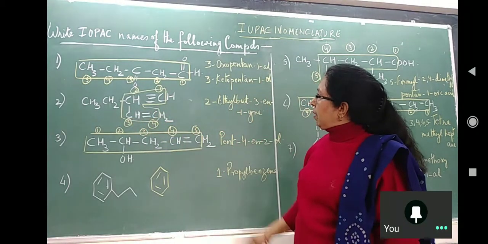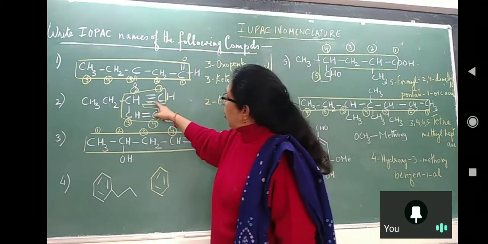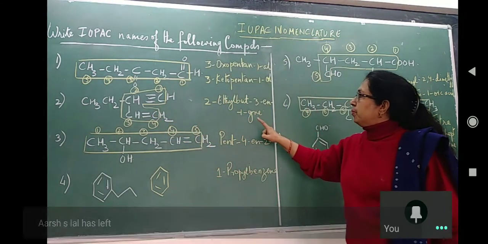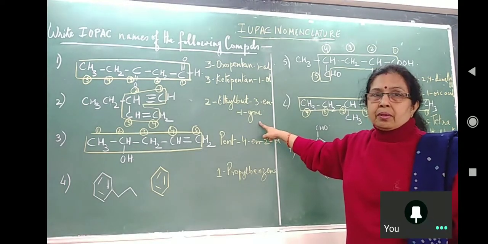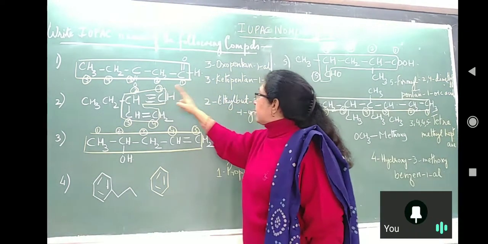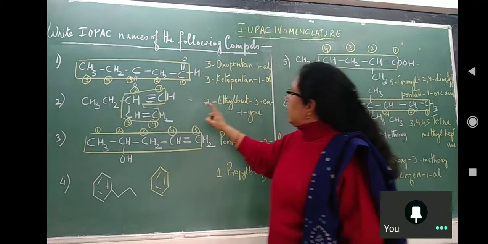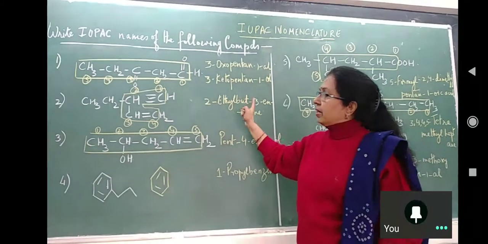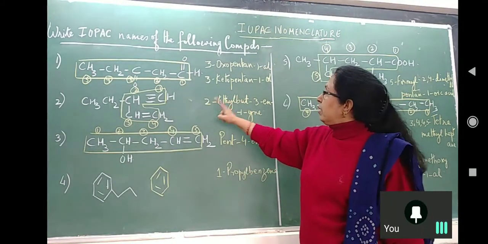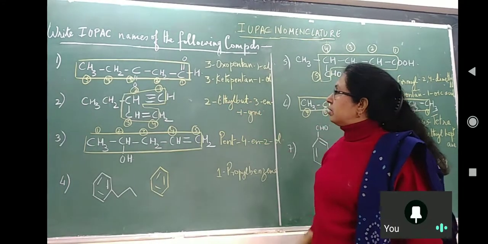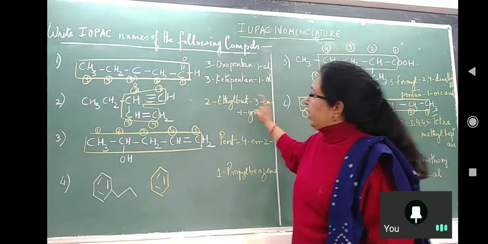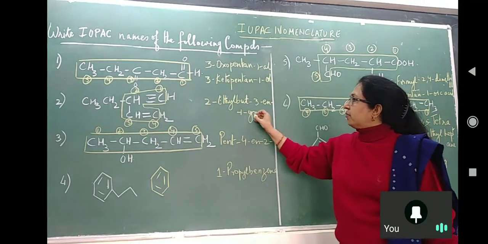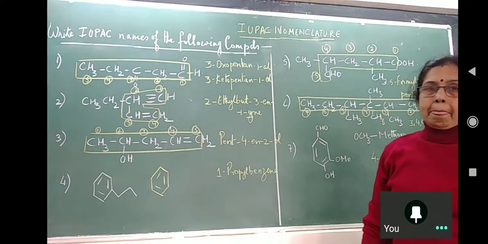The root word: one triple bond is present, so yne, and there are 4 carbon atoms, so butyne. Then it is getting one number. Now the substituent is ethyl present at the second carbon atom, written in front of the root word: 2-ethyl but-3-en-1-yne. We drop E because we have Y over there.